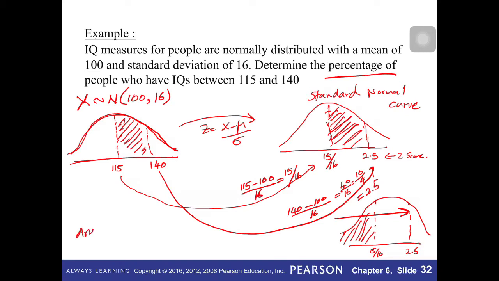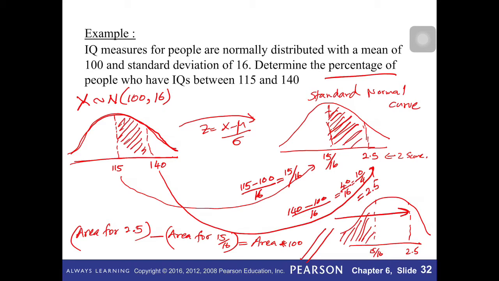Area for 2.5 minus area for 15 over 16 is the value which you need to figure out. It is the area that you need to find. Okay, so you have the area, multiply by 100, you have the percentage. Okay, clear?